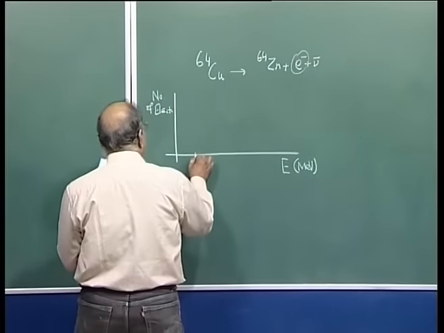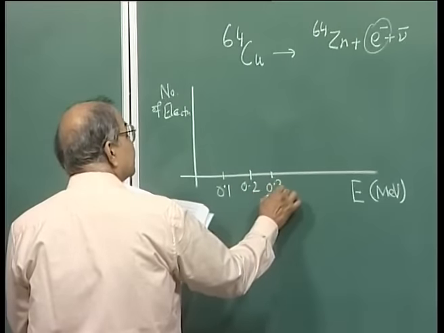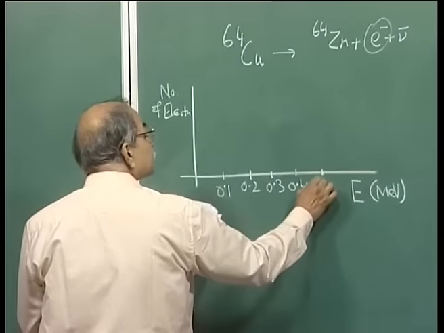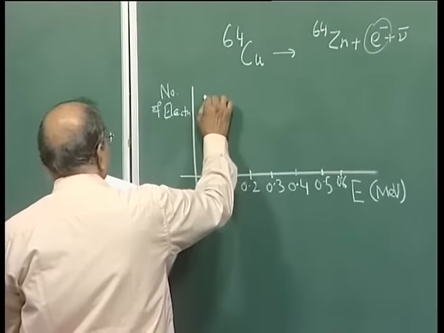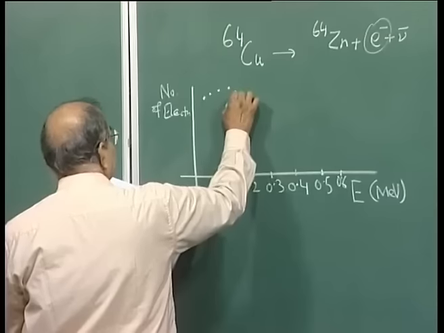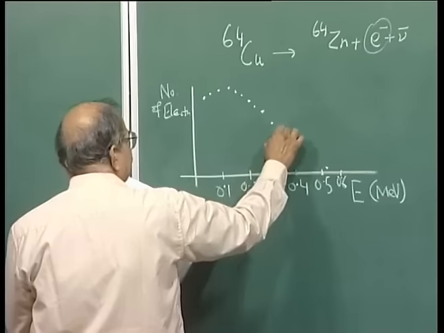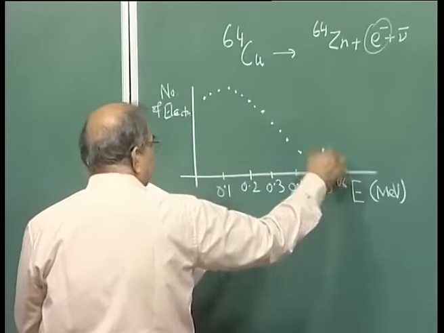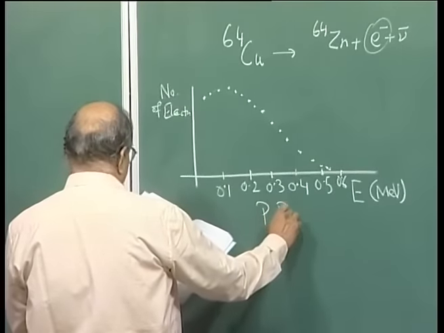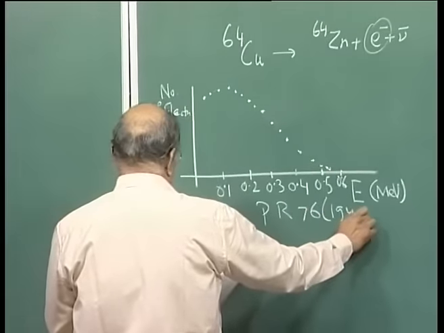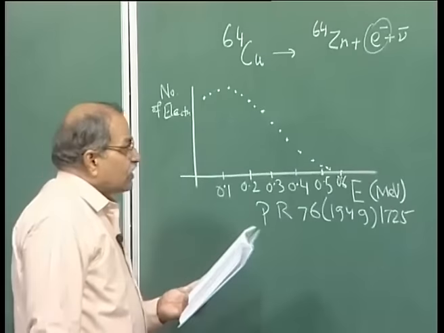of this type. I am just trying to reproduce this as nicely as possible. So, this is the scale in MeVs. And on this side, the points are going like this, somewhere here, here, here, here, like this, and then decaying. The last value is somewhere here. So, these are the kinds of points obtained in the experiment. The experiment is in Physical Review 76, 1949.